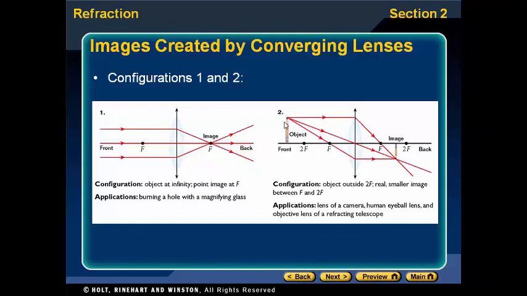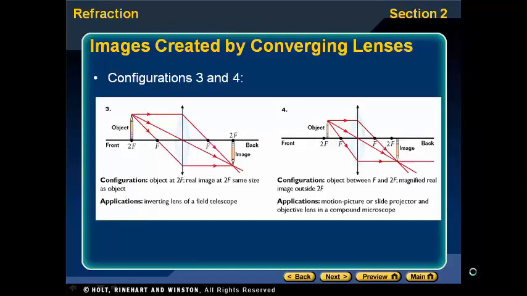The second case is when the object is at a distance more than 2 focal lengths. Then the image is real, smaller, inverted, and located between f and 2f. Applications: lens of a camera, human eyeball lens, and objective lens of a refracting telescope.